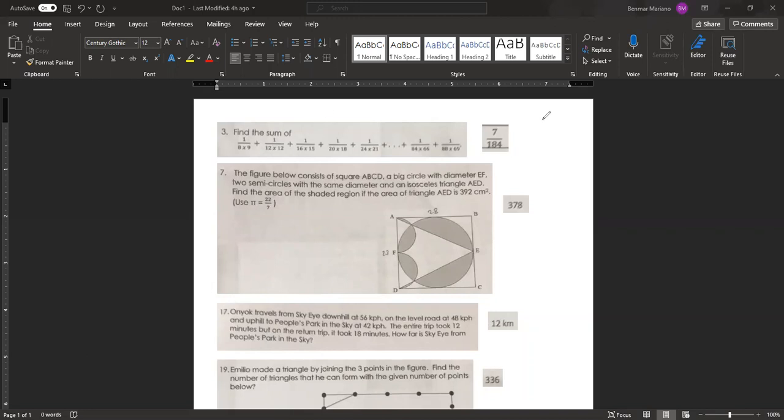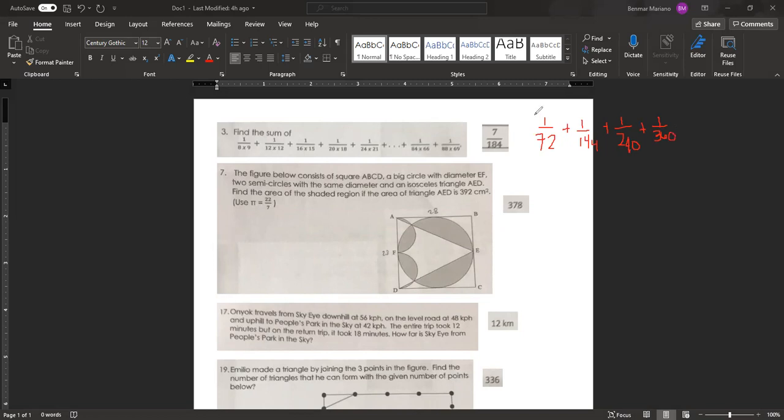Notice that if you simplify that, it will become 1 over 72 plus 1 over 144 plus 1 over 240 plus the next number, 1 over 360. So let us stop here first. I just want to show that this is a triangular number.